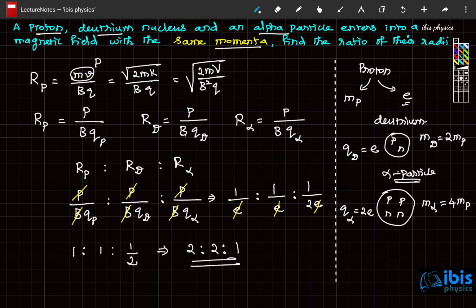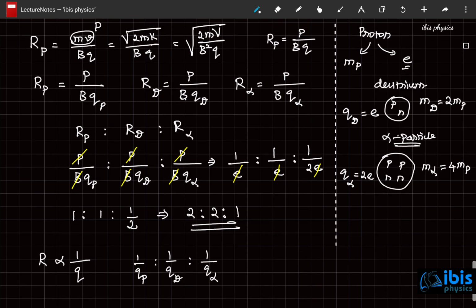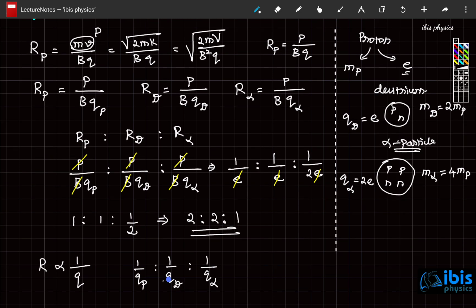Suppose they ask what is the ratio of the radii of proton and deuterium, since they have the same momentum, you look at it this way. The radius of the proton is equal to momentum by b into charge. So the radius is inversely proportional to charge. P and B are the same, so you don't need to go through the entire process. Whatever is common, you just leave. The radius is inversely proportional to charge. So R1 is to R2 is to R3 means 1 by Q proton is to 1 by Q deuteron is to 1 by Q alpha particle. In one step you can take it, so you don't have to write so many steps.